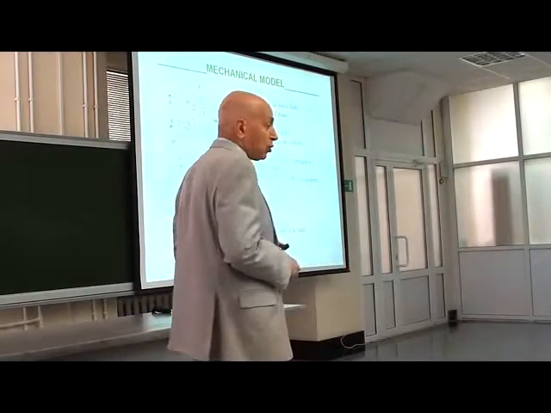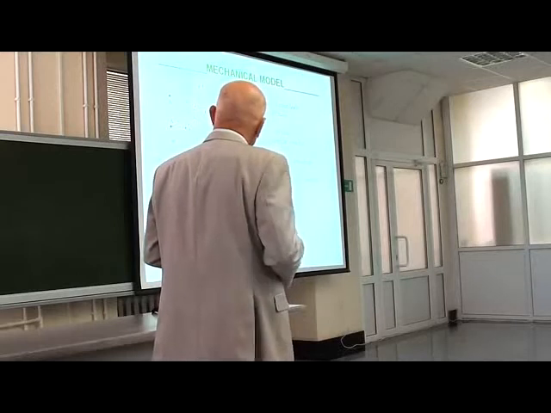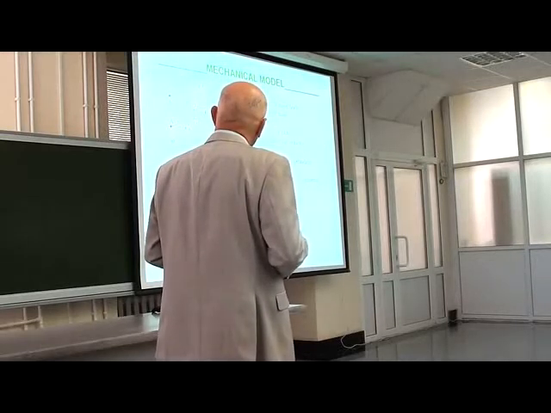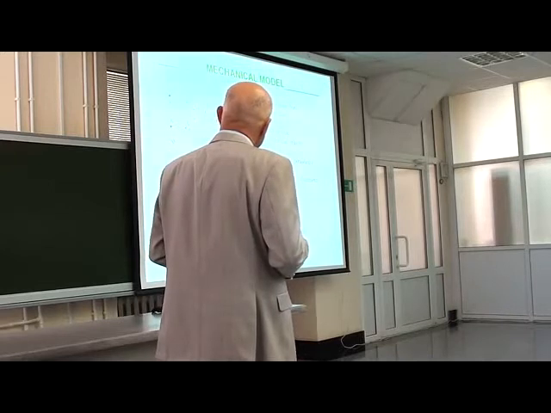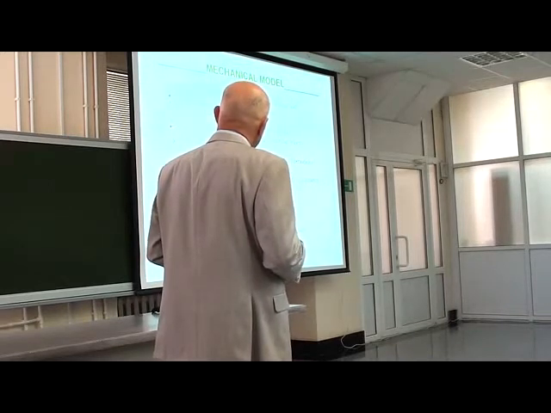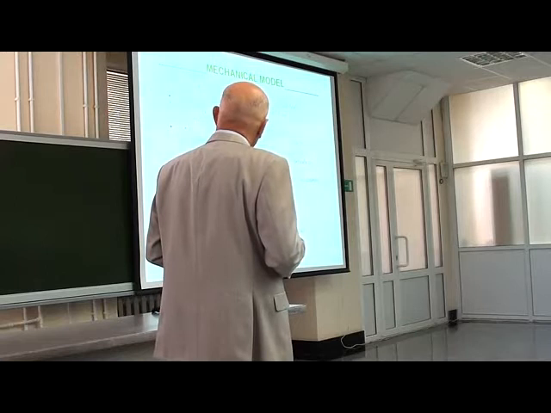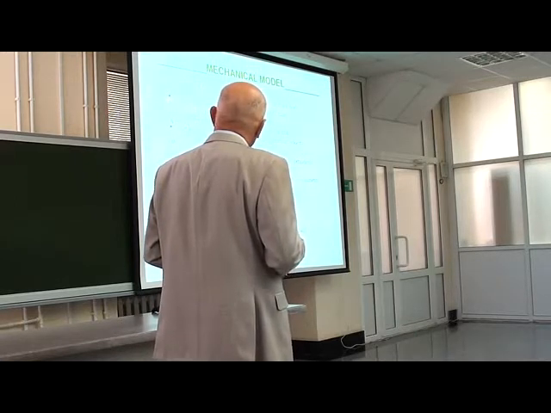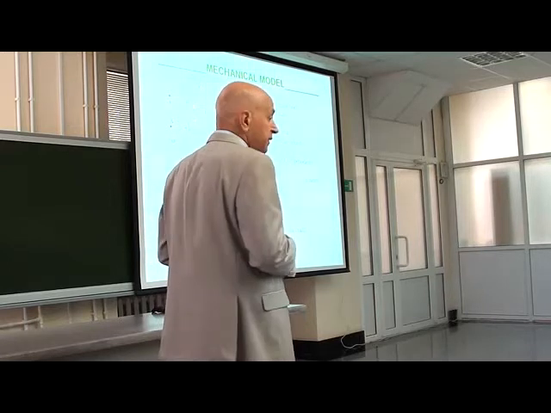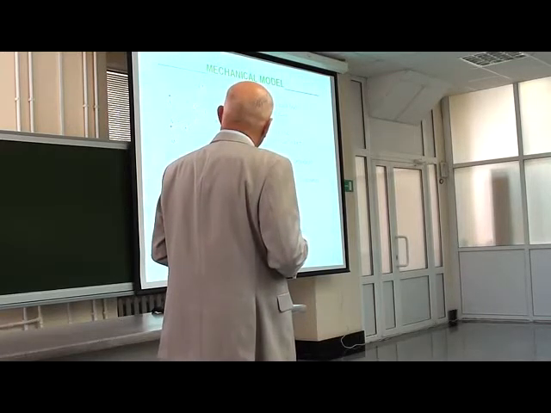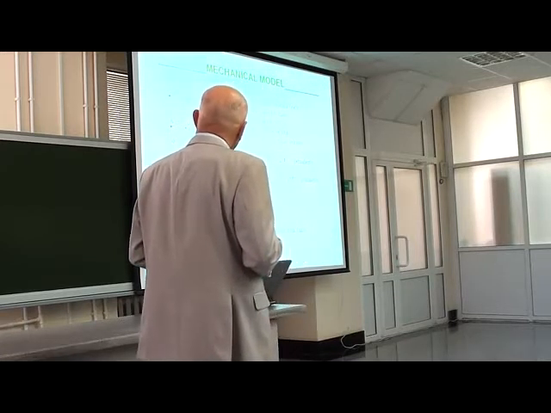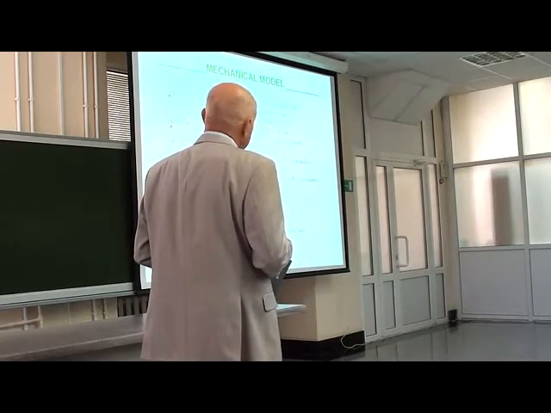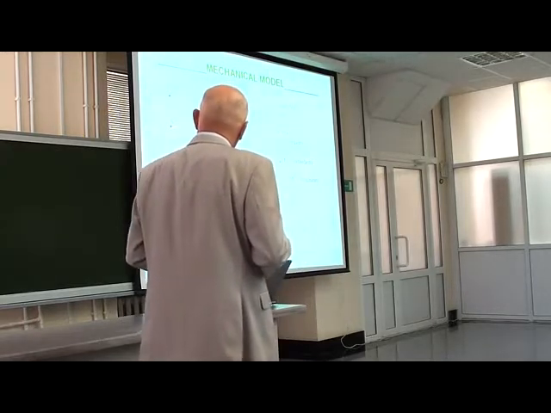So the first model, you can see here, consists of a main body that is symmetric and can move progressively along the x-axis, and two links are attached to it, OA and O prime A prime, and they are always symmetric with respect to the x-axis. So the angles phi and phi prime are always equal to each other.